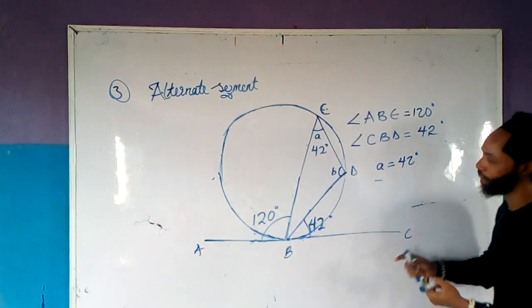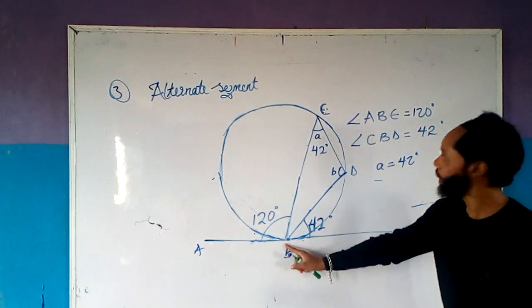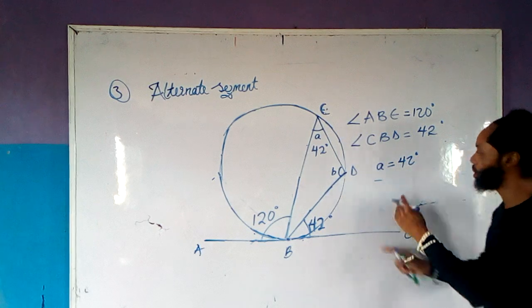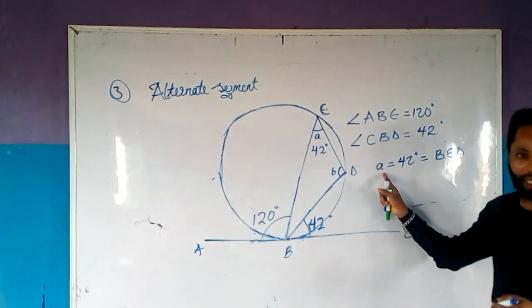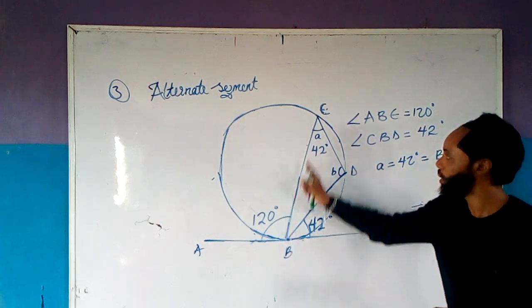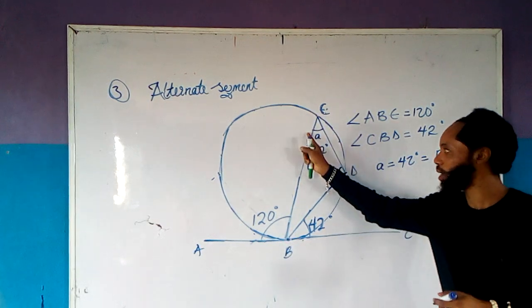If you want to name A, you can say what? It is BED. So it's also equals to BED. BED is 42. Look at it. B, E, and D. So this angle is 42.